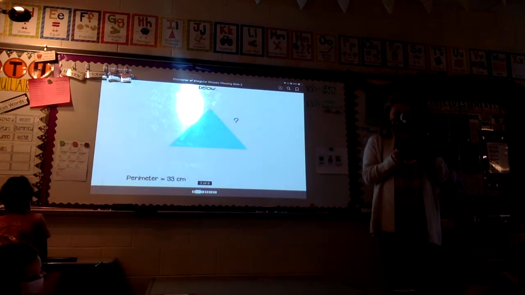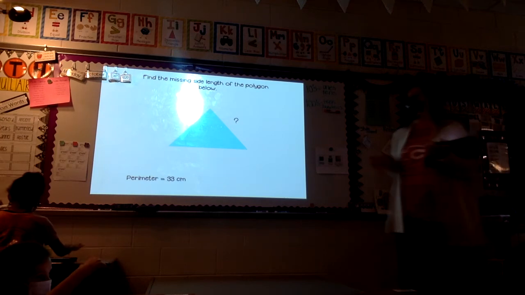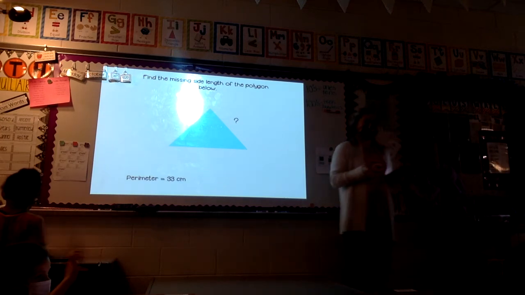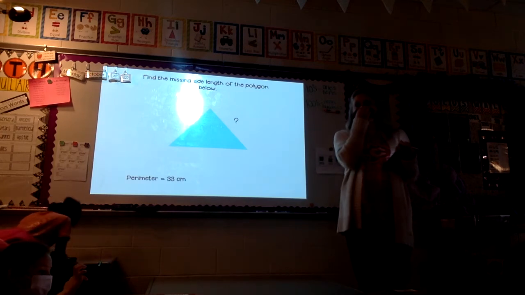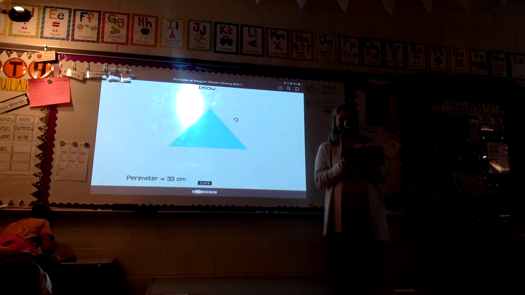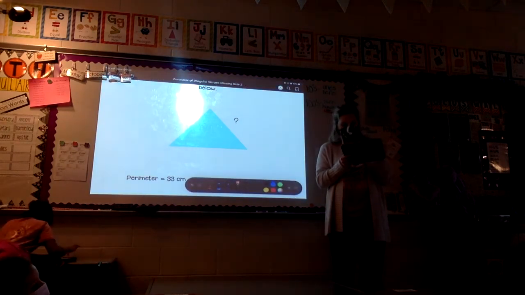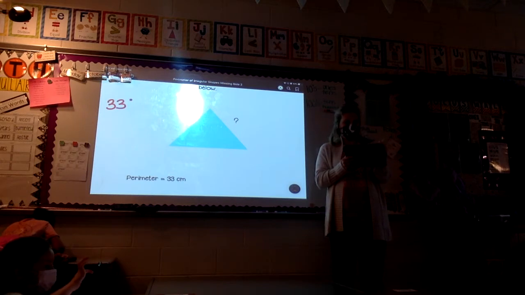All right, so this one we have a triangle. How many sides does a triangle have? 3. So what might our division problem look like when we are trying to find the length of each side? 33 divided by 3. And where did we get that 3 from? The 3 sides. Where did we get 33 from? The total perimeter.